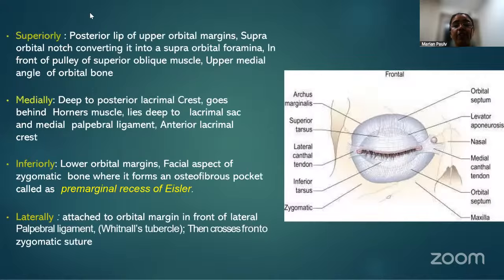Orbital septum attachments: superiorly, it is attached to the upper orbital margin, the supraorbital notch converting into supraorbital foramen, in front of the pulley of the superior oblique muscle and the upper medial angle of the orbital bone. Medially, it is deep to the posterior lacrimal crest. Inferiorly, the inferior orbital margin and the facial aspect of the zygomatic bone, where it forms an osseo-fibrous pocket known as the premarginal recess of Eisler. Laterally, it is attached to the orbital margin in front of the lateral palpebral ligament.